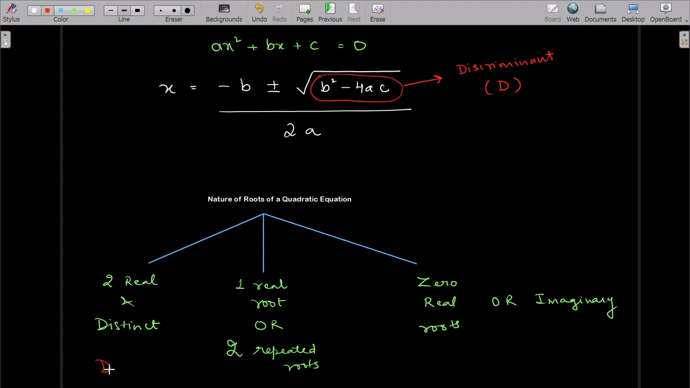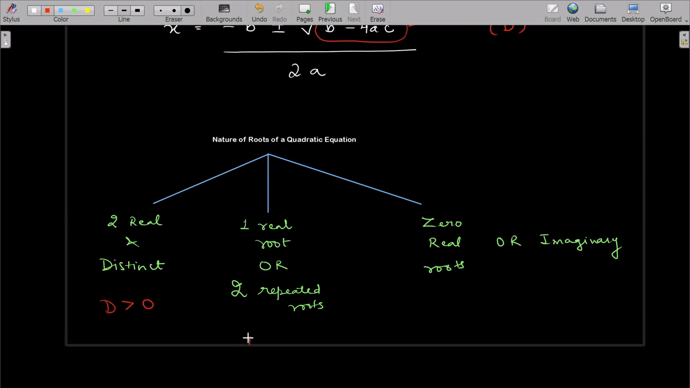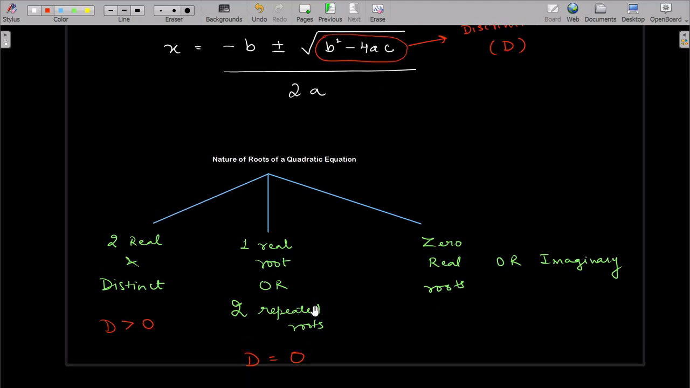If this D is greater than 0, then you will get two real and distinct solutions. If this D is equal to 0, b square minus 4ac comes equal to 0, then you will get one real root or two repeated roots. And if this D is less than 0, then you will get no real roots or imaginary roots.